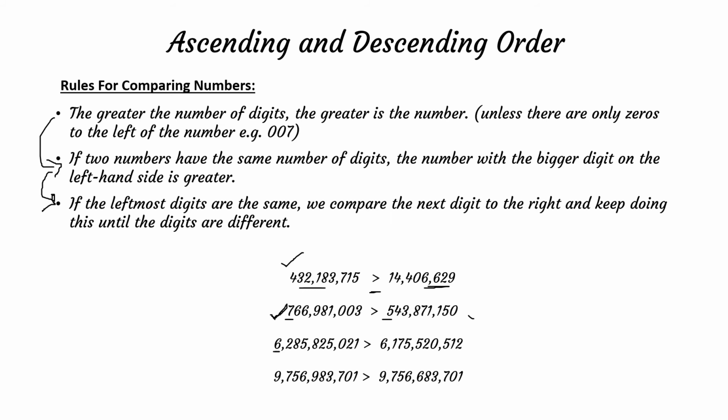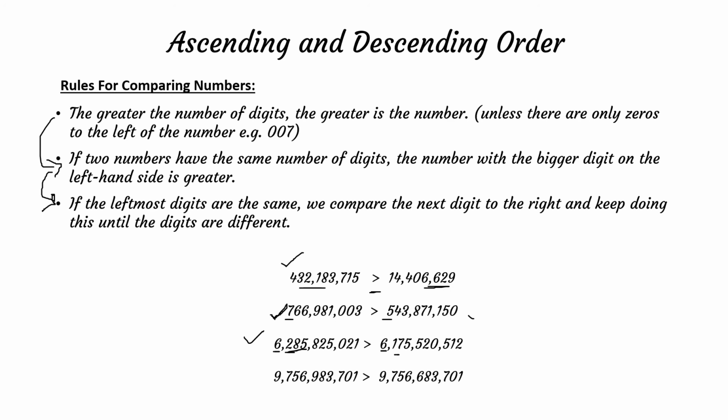Now look at the next example. Here the first digit is same. The number of digits are also same. In both numbers there are 10 digits and the first digit from the left side is also same. Then look at the next digit. Here it is 2 and here it is 1. So 2 is greater, so this number is greater than this one.